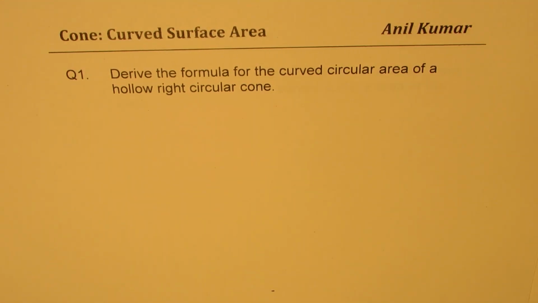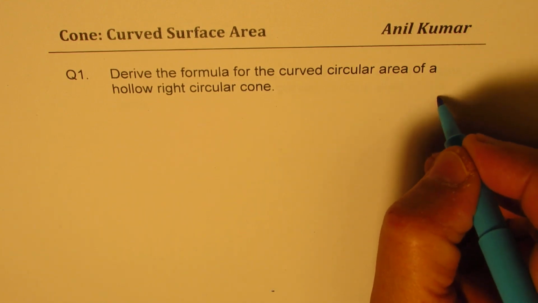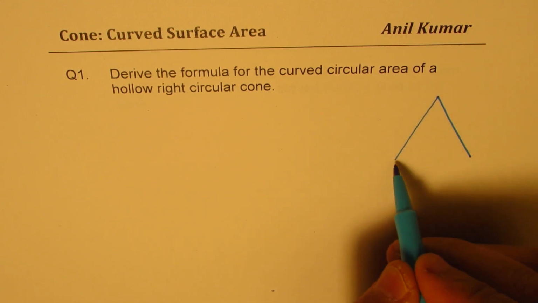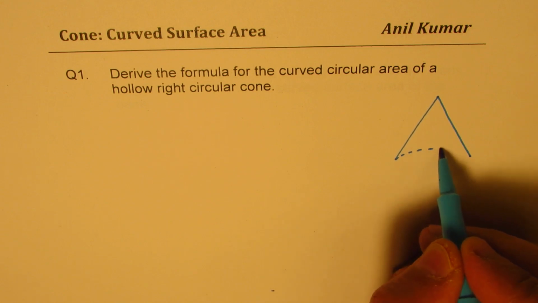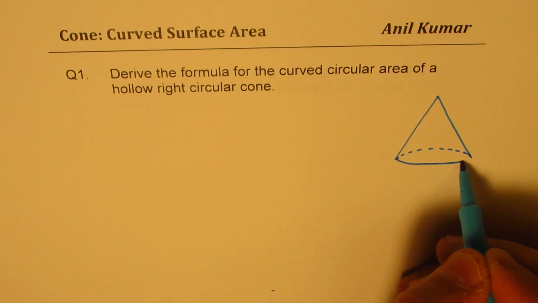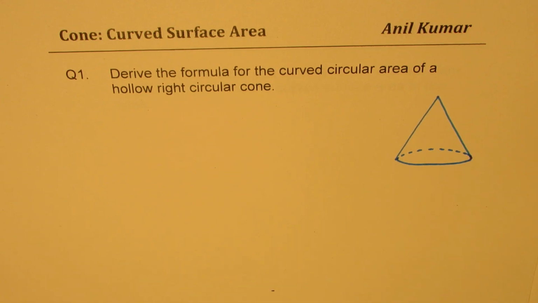Question number 1. Derive the formula for the curved surface area of a hollow right circular cone. So let's make a cone. Most of the time, whenever we are talking about cone, all are right circular cone. So remember that part. We are writing this now, but later we will not be writing it. So that is your right circular cone, in which what are we given?